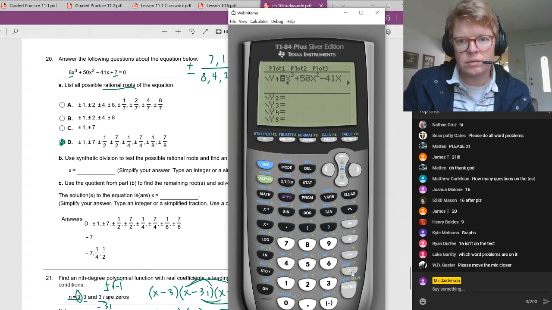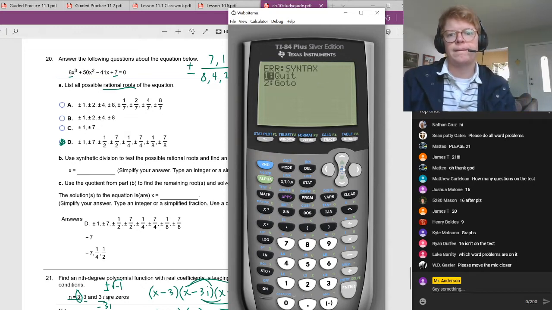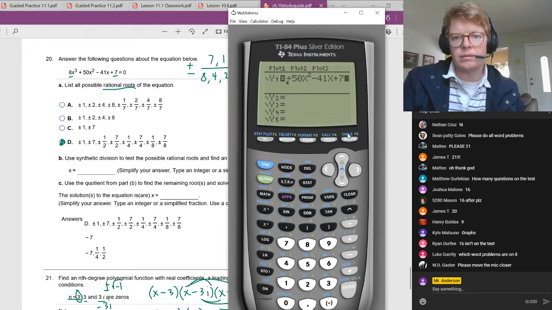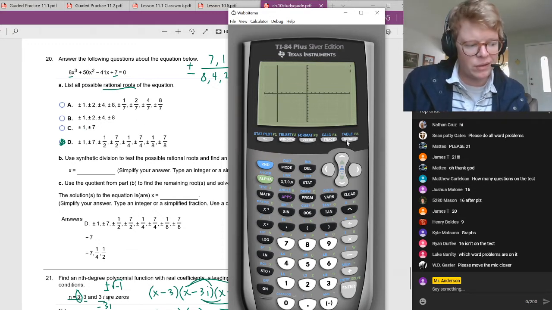and plus 7. There we go. And then I'm going to graph it. Let's see, did I leave something in there? Oh, let's delete that. All right, graph it. Let's try to see where it crosses.